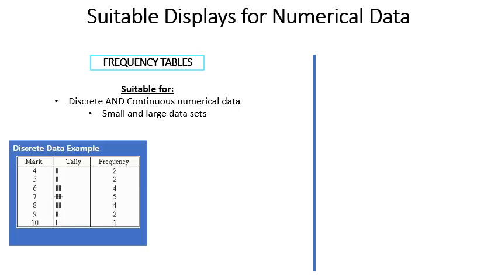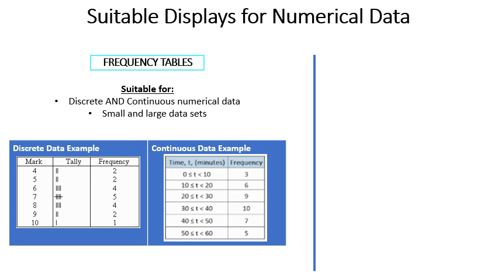Here, data was collected on the number of marks students obtained on a test. Each score that students obtained is separate to all the other scores. So 4 is separate to 5, is separate to 6, and so on.